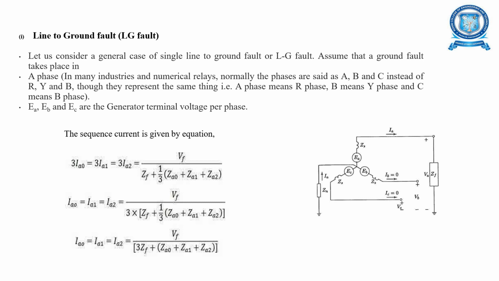In the general case, a single line to ground fault has occurred. Assume that the ground fault takes place in phase A. The diagram is shown. In many industries, the phases are normally called A, B, C instead of R, Y, B, though they represent the same thing. EA, EB, EC are the generated terminal voltages per phase. The sequence current is given by three equations.